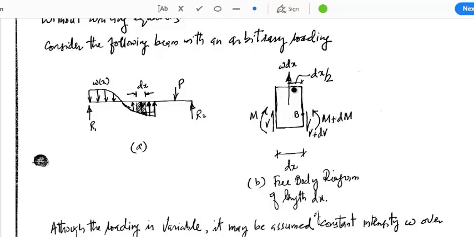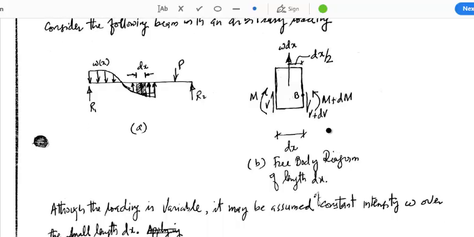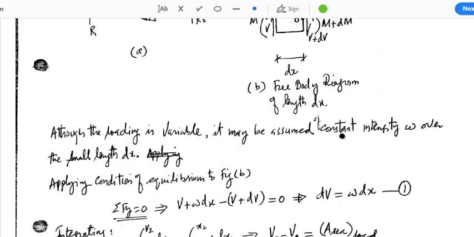And what will be the location of this resultant? It will definitely act at mid length. If the total length is dx as marked here, then it will be acting at dx by 2 from this face as well as from this face. So this is the free body diagram of this small portion, a differential element of this beam. Now let's try to develop some relationship between load, moment and shear.